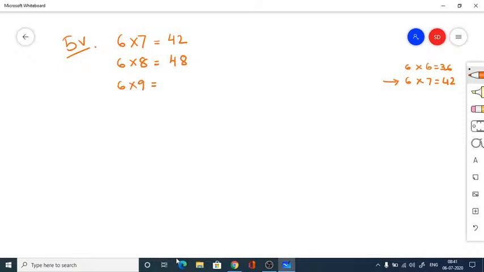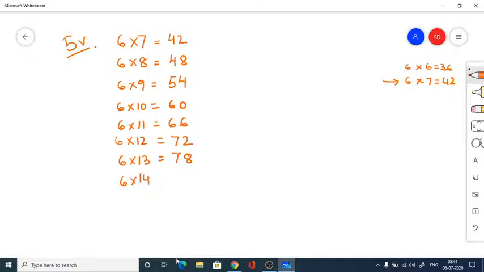9s are 54. 10s are 60. 11s are 66. 12s are 72. 13s are 78. Definitely if you go to 14 it will be more than 80 because 13 is only 78.